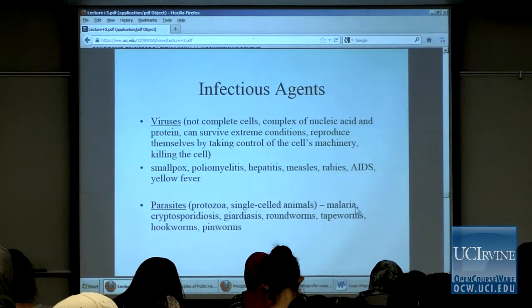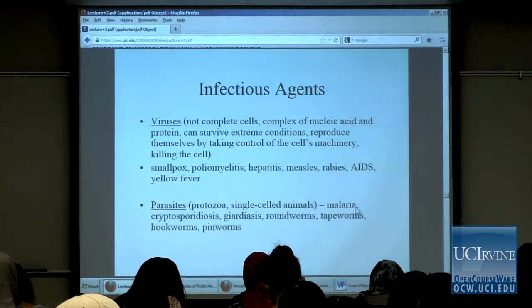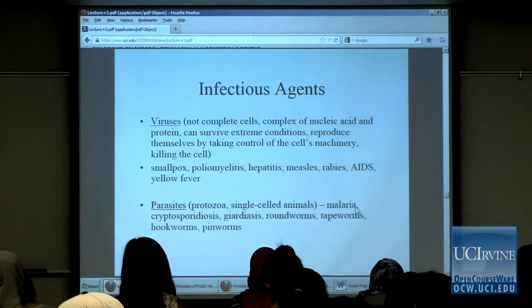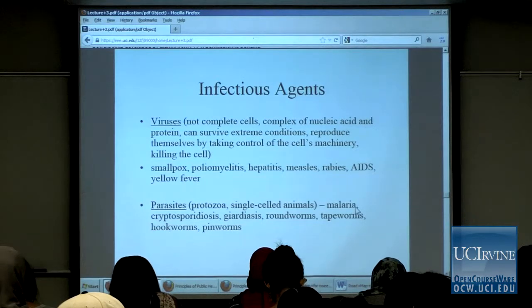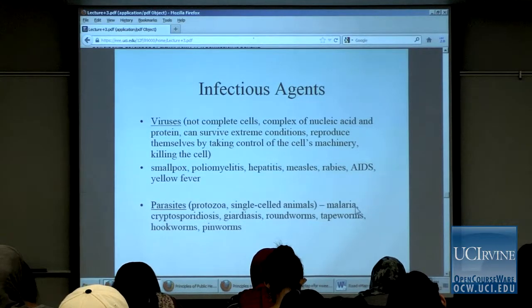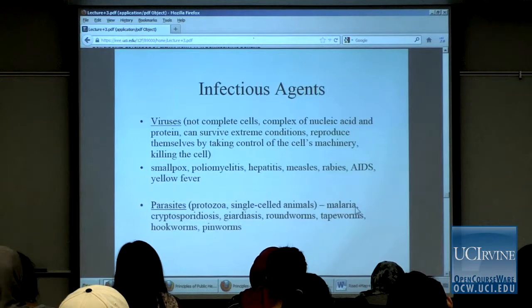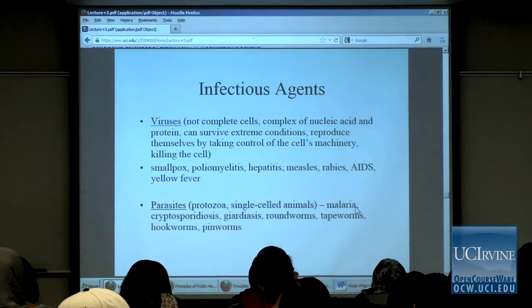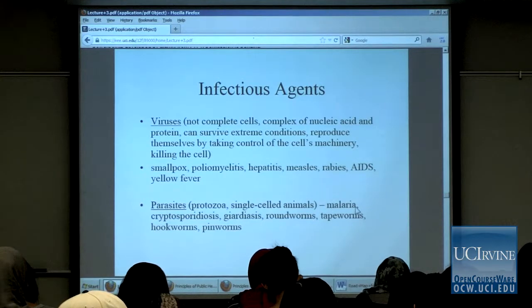Additional infectious agents are viruses. So you need to know also what type of diseases are connected with viruses from public health perspectives. The representatives here are smallpox, polio, hepatitis, yellow fever. If we have a viral infectious disease, mostly we are dealing with the immunization process.